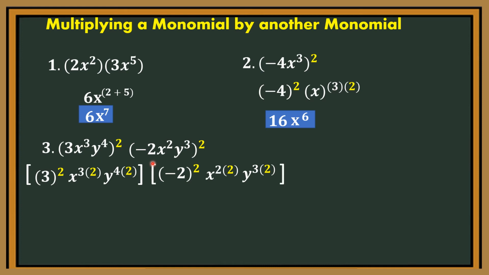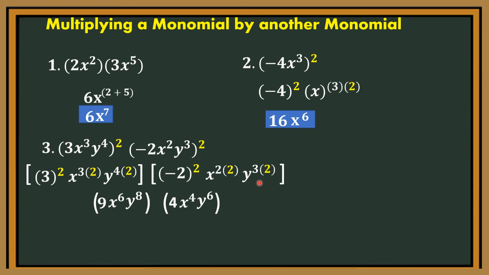Y cubed, then multiply the exponent by 2. Then let us simplify it. 3 squared, that is 9. And then you just copy x, then multiply their exponents. X raised to the 6th power. Next, y raised to the 8th power. That is the first. Let's go to the second. Negative 2 squared, that is positive 4. This is x to the 4th. And this is y to the 6th.